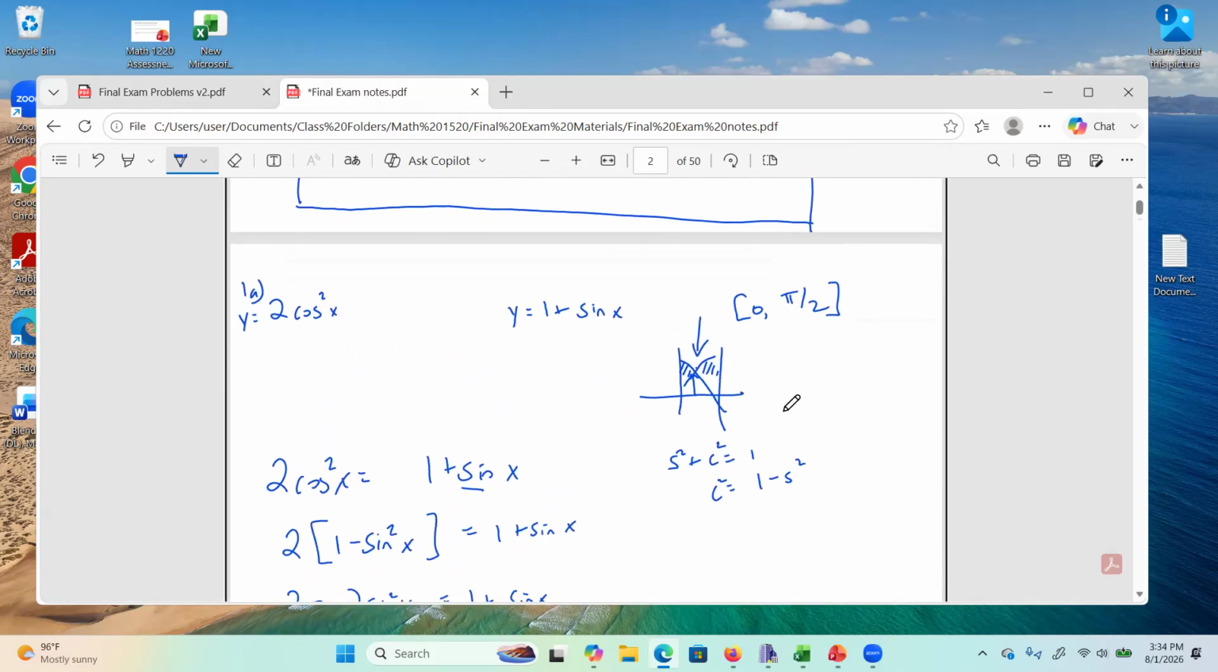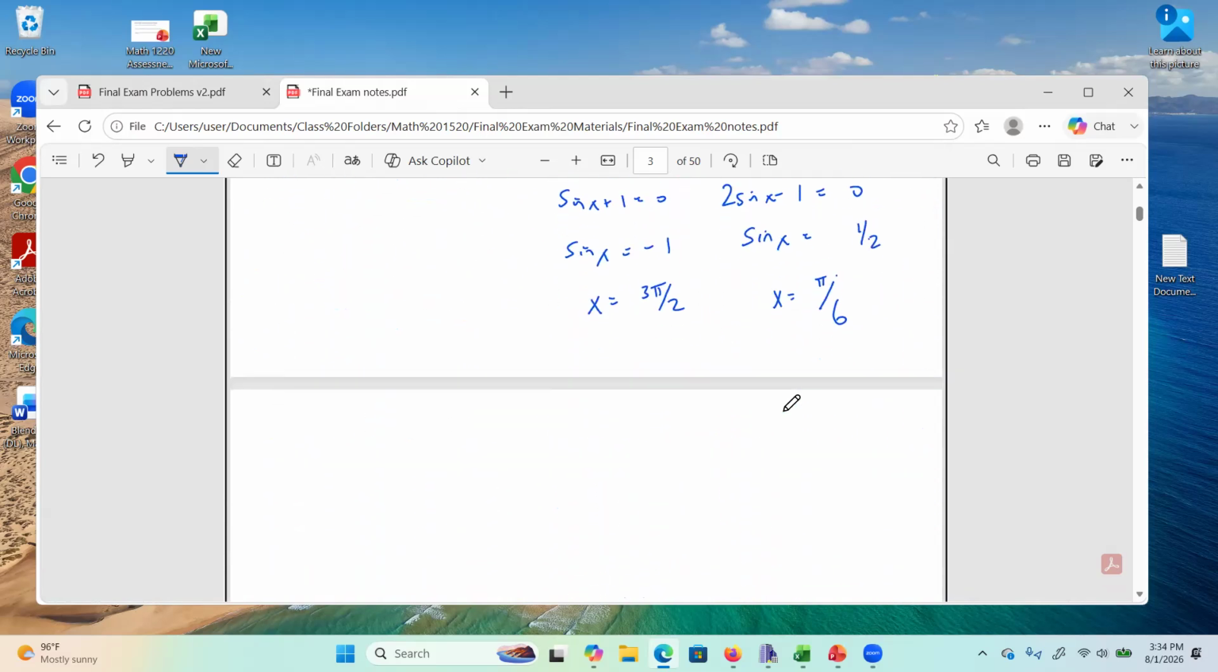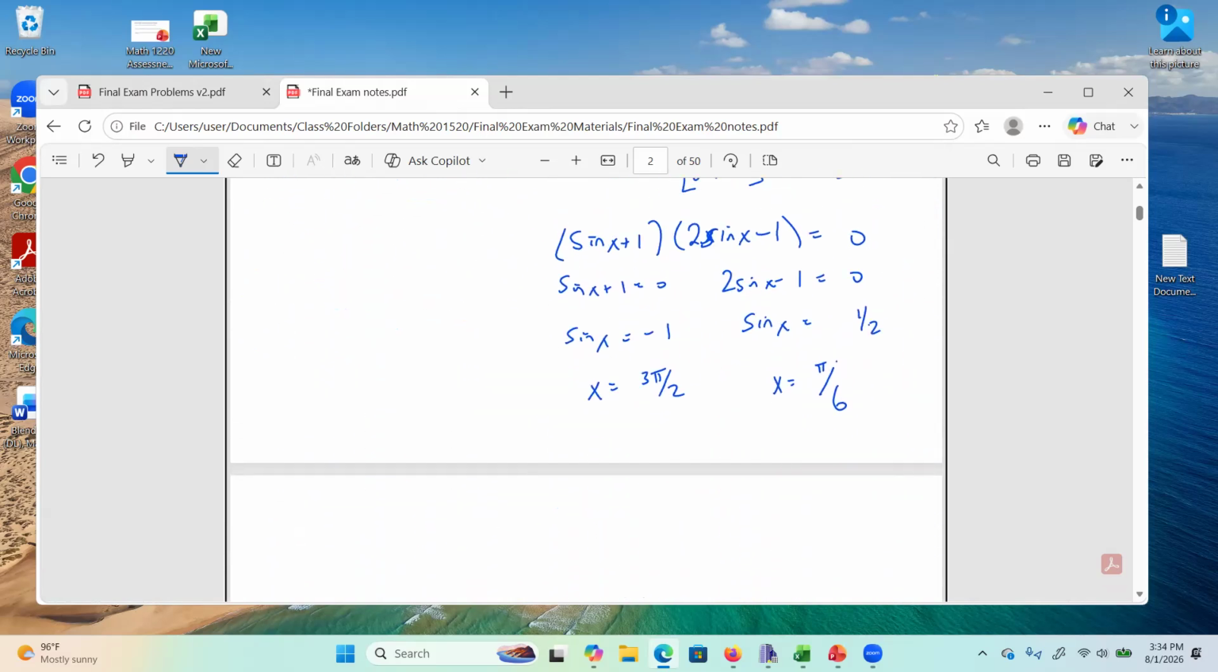We are on the interval 0 to pi over 2. So I told you there's only one intersection. What would they intersect with 3 pi over 2? This is outside of the interval. We don't care about this at all. So where it intersects is pi over 6.